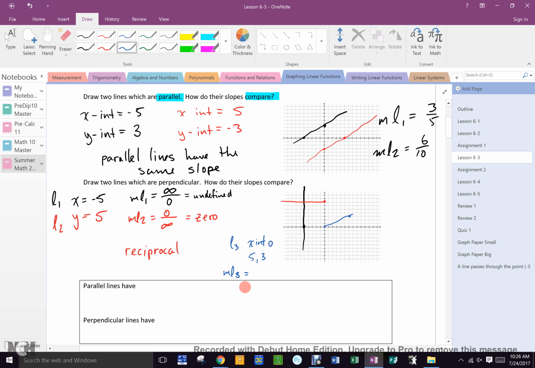What is the slope of line 3? It's always rise over run. So it's up 3, and we run 5. Yes? Everybody cool?